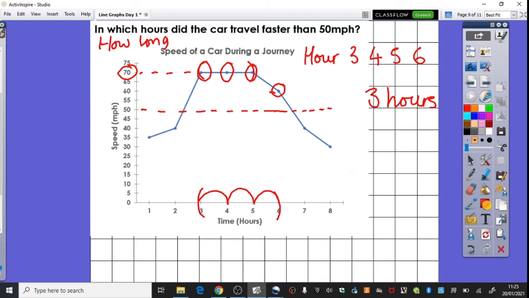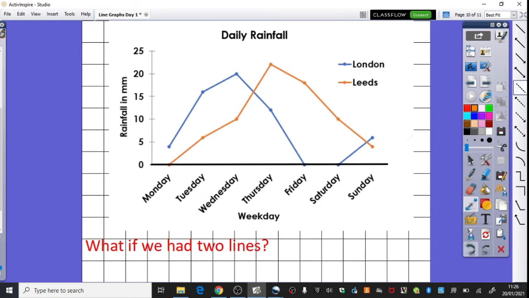In which hours did the car travel faster? Hour 3, 4, 5 and 6. Or how long did the car travel faster than 50 miles an hour? It's 3 hours. So just be aware of that today when you're looking at these problems.